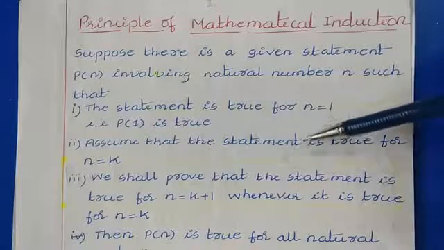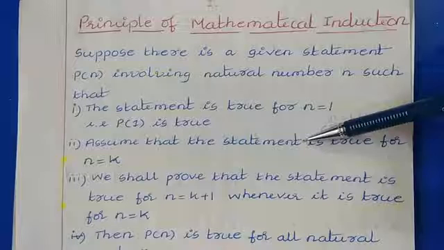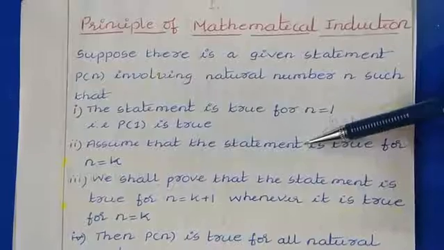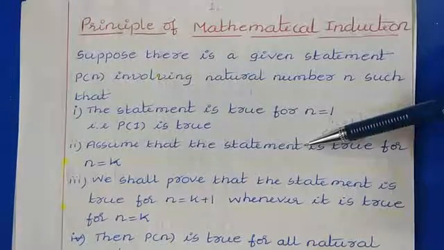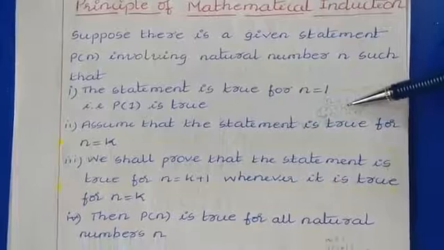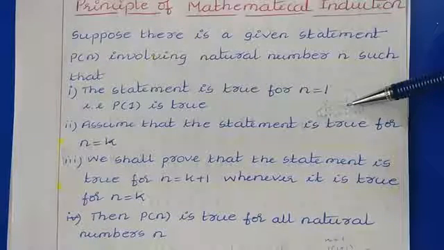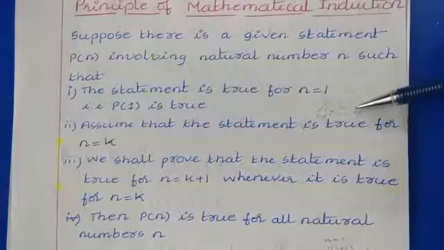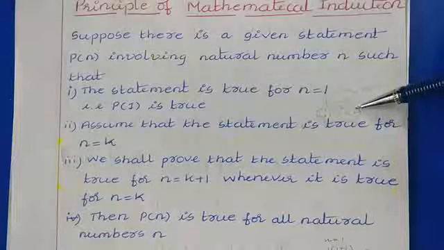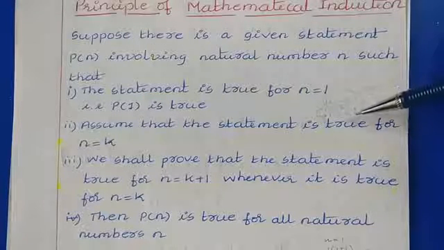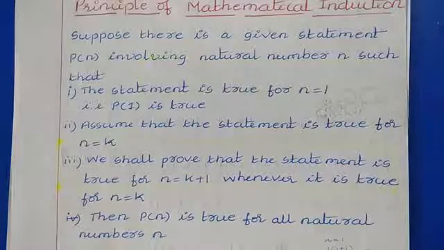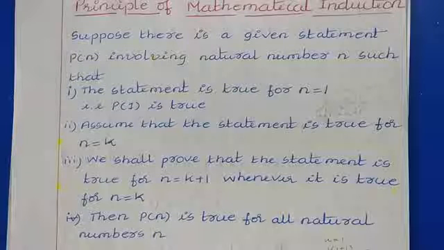In the second step, we make the assumption that the given statement is true for some positive integer k. And in the third step, by using the assumption of n is equal to k, we try to prove that the statement is also true for n is equal to k plus 1. If we get that, then we can say that the entire mathematical statement is true for all the values of n. These 3 steps we follow in the principle of mathematical induction.